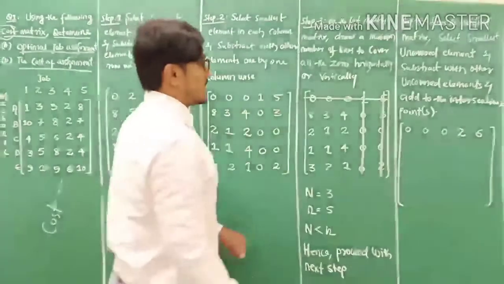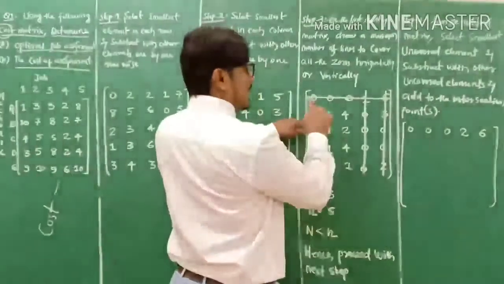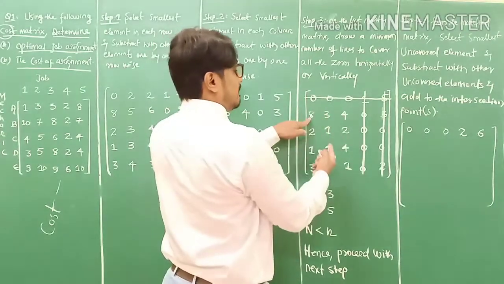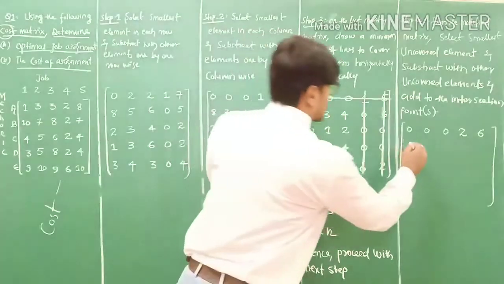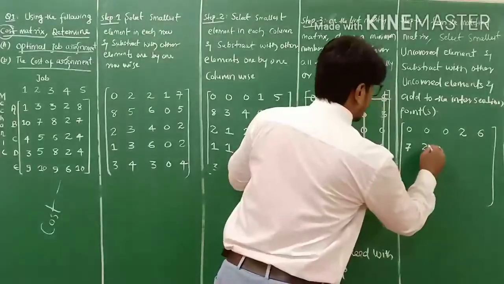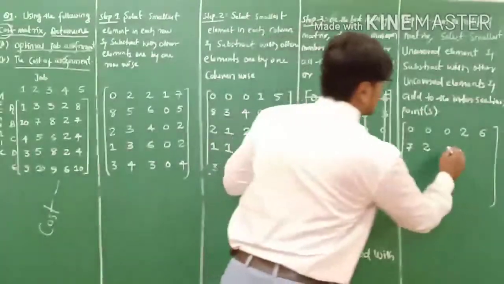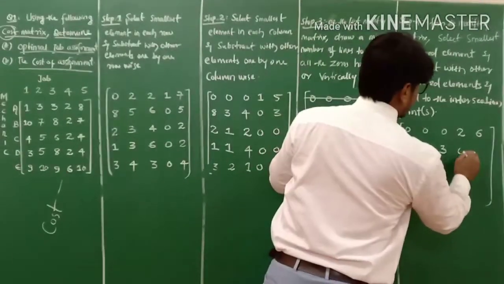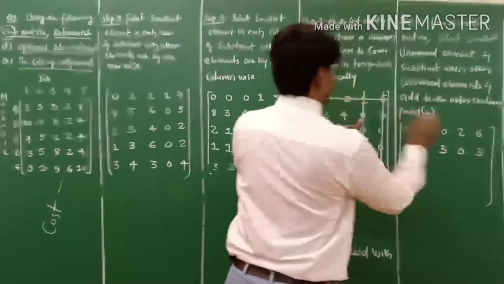Correct? So likewise, 1 is the smallest uncovered element, and it is subtracted from the other uncovered elements. 8 minus 1 equals 7, my friends. 3 minus 1 equals 2, my friends. 4 minus 1 equals 3. So this is the line drawn, keep it as it is, 0 and 3 as they are.